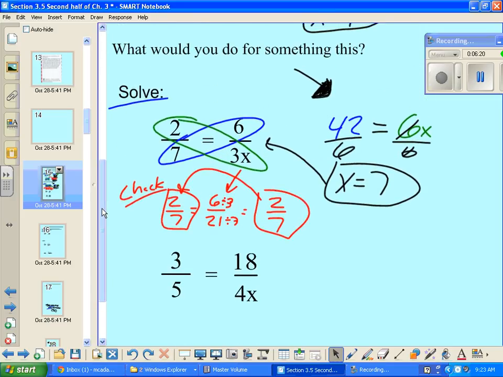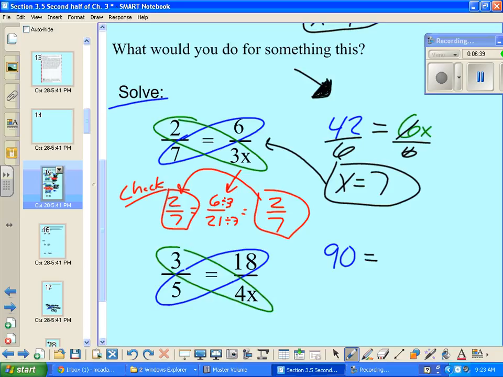Going to this next problem here, we'll just look at this one. We'll worry about the one below that, but let's look at this problem. Again, I'm going to solve it using cross products. I'm going to take 5 times 18, and that's going to be one side of my equation. 5 times 18 gives me 90. That's going to equal whatever I get when I cross multiply the other way. 3 times 4x, well, that gives me 12x. And now I've just got a one-step problem I can solve.